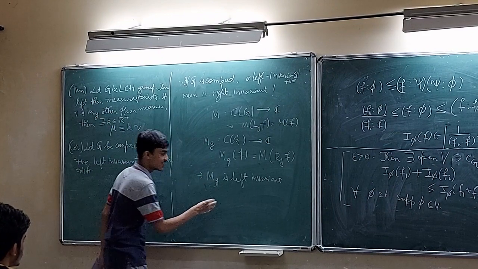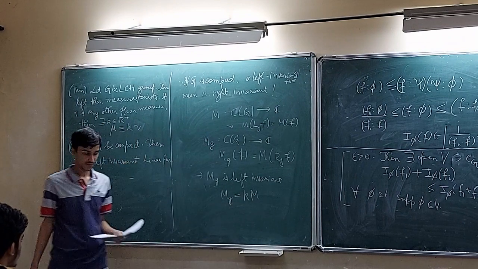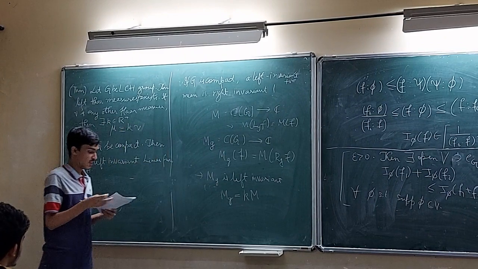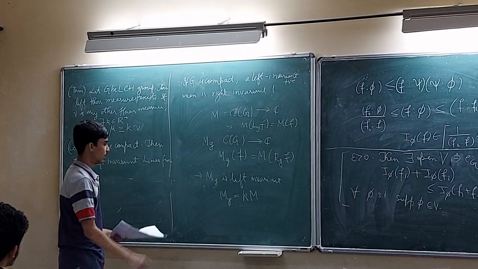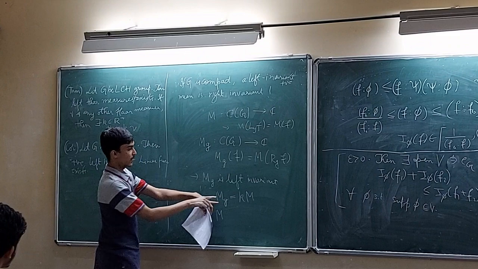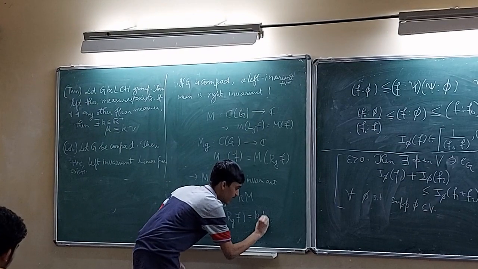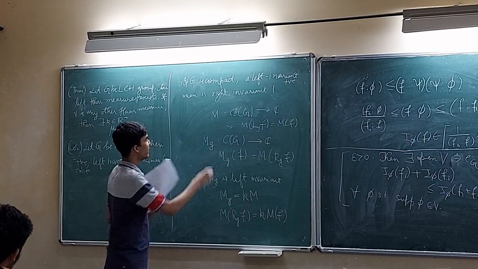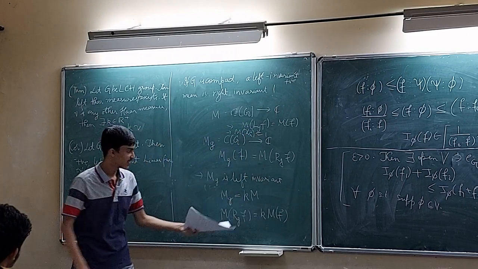So according to the uniqueness, M_g is K times M for some K. Correct? So what does that mean? M_g of f is just M of R_g f. So M of R_g f is just K times M of f. But if I assume more, that M of chi_G equals 1, then K will also come out to be 1.